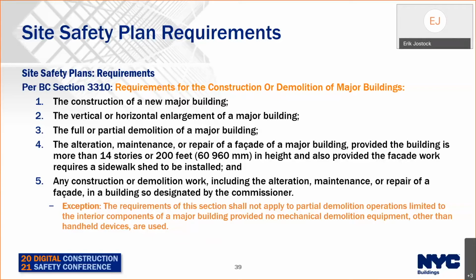And any construction or demolition work including the alteration, maintenance, or repair of a facade in a building so designated by the commissioner. With an example of a situation for item number 5, where say a 6-story building has received a lot of violations or other setbacks, the DOB would make a decision to say that your site is site safety, which will require a site safety plan, either with a site safety manager or a site safety coordinator. The exception is the requirements of this section shall not apply to partial demolition operations limited to the interior components of a major building, provided no mechanical demolition equipment other than handheld devices are used.